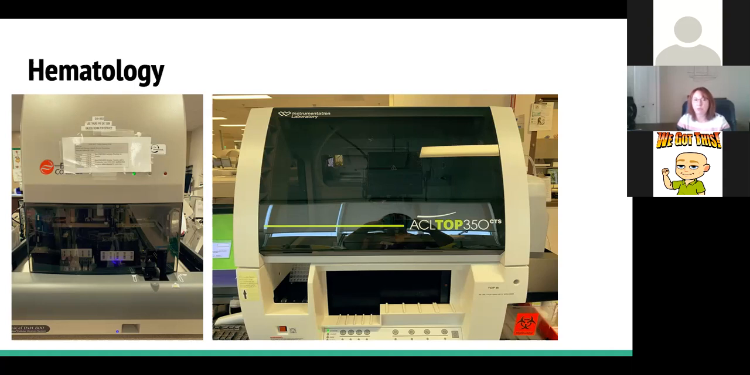we will take a tiny drop of blood from the tube and we'll put it on a smear. We'll let it dry, stain it, and then we will actually review it under a microscope. And sometimes we need to do manual counts to confirm what the machine actually has given us as results.